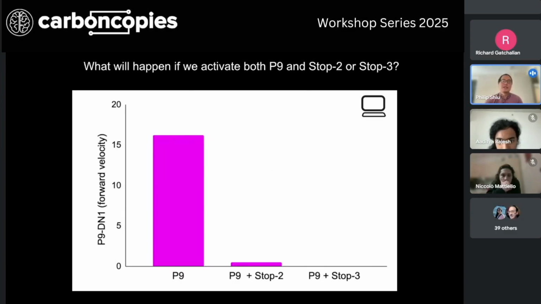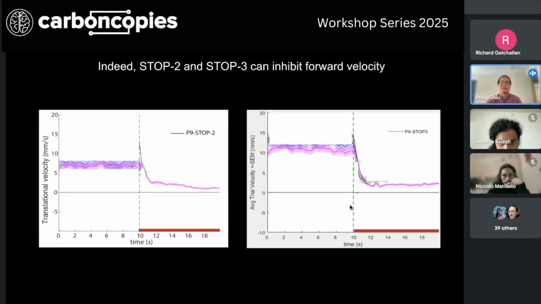If we activate both P9 and either STOP2 or STOP3, we find that these neurons result in inhibition of DN1. And it's not simply that this neuron directly synapses onto these neurons; it's more complicated than that. But the point is that computational activation of both P9 and either STOP2 or STOP3 results in inhibition of this neuron that we know controls forward velocity.